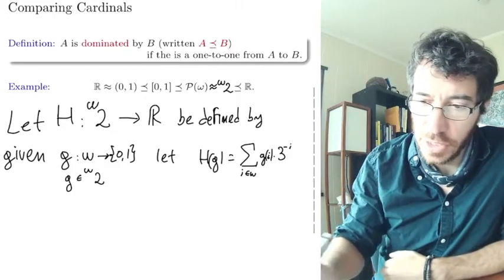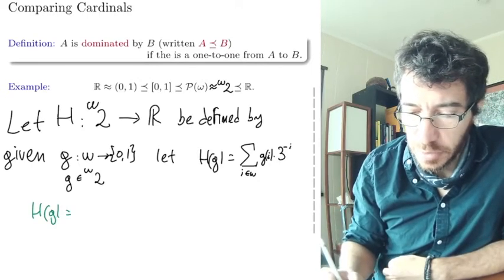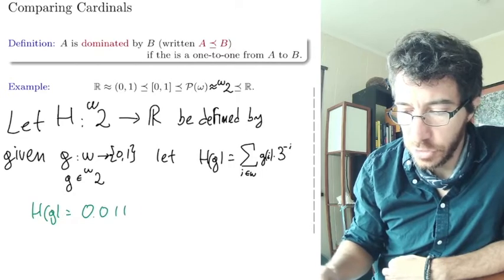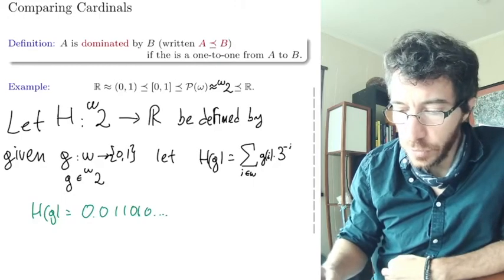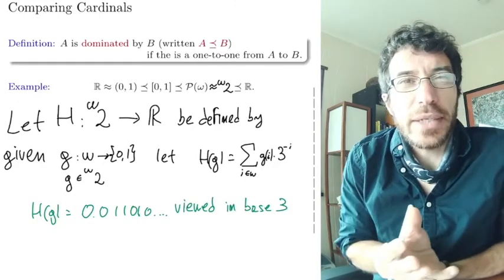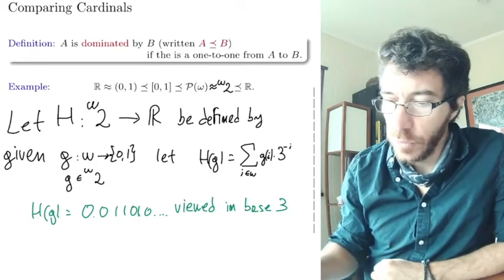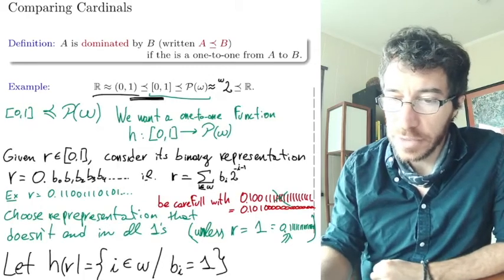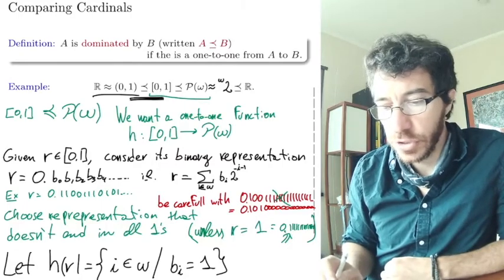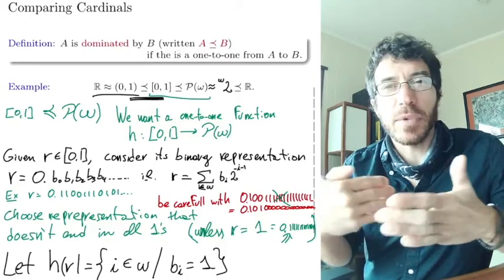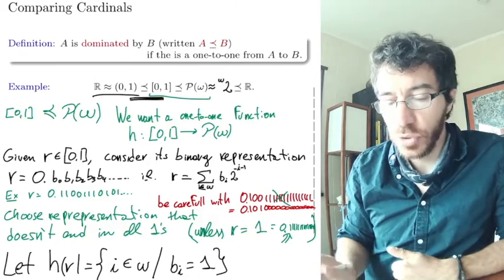So h of g is going to look like something of the form 0.011010, because g only contains zeros and 1s, but viewed in base 3. Why do we use base 3 instead of 2 if we only have zeros and 1s? Well, because of the same issue we had before, that we don't want to confuse these two guys. We want our function to be 1-to-1. So we don't want the function that gives you all 1s and the one that gives you all zeros at the end to give you the same number. We want them to give you different real numbers, right? So we don't want those two to get confused.